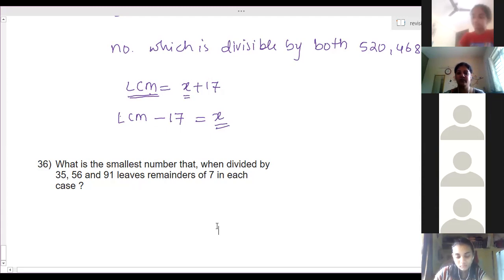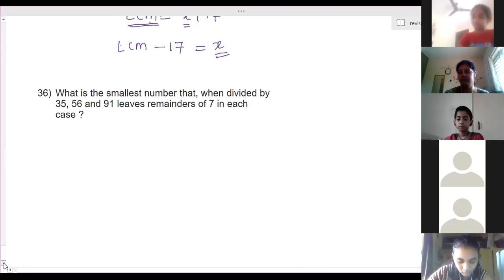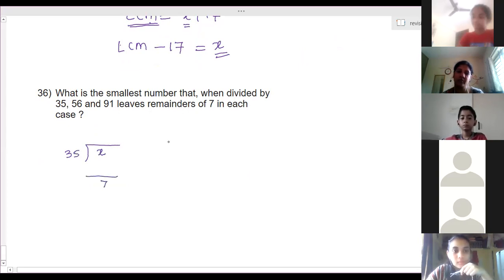What to do in the 36th one? Ma'am, we should find the LCM. Yes, Trishila, what has to be done? The smallest number which, when divided by these, leaves remainder 7. Consider the smallest number as x. When divided by 35, it is leaving remainder 7. Again, the number x when divided by 56 leaves a remainder 7. Again, x when divided by 91 leaves the remainder 7.